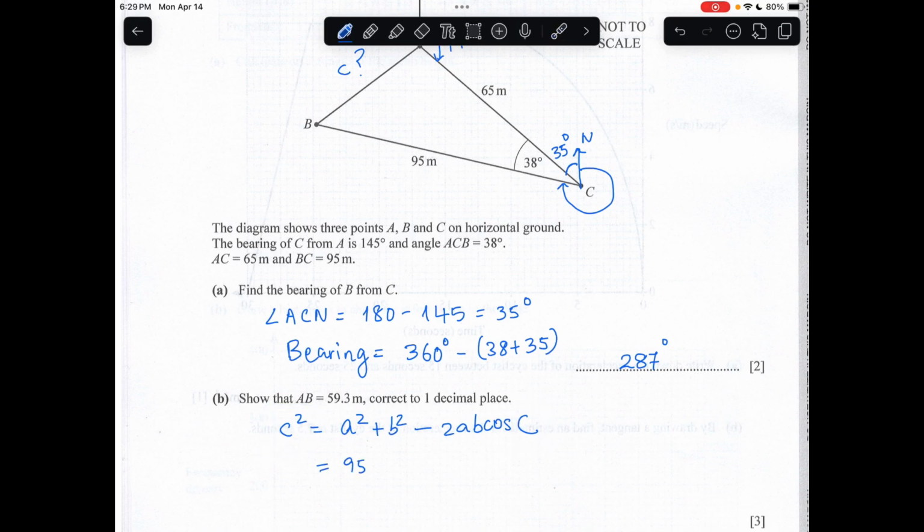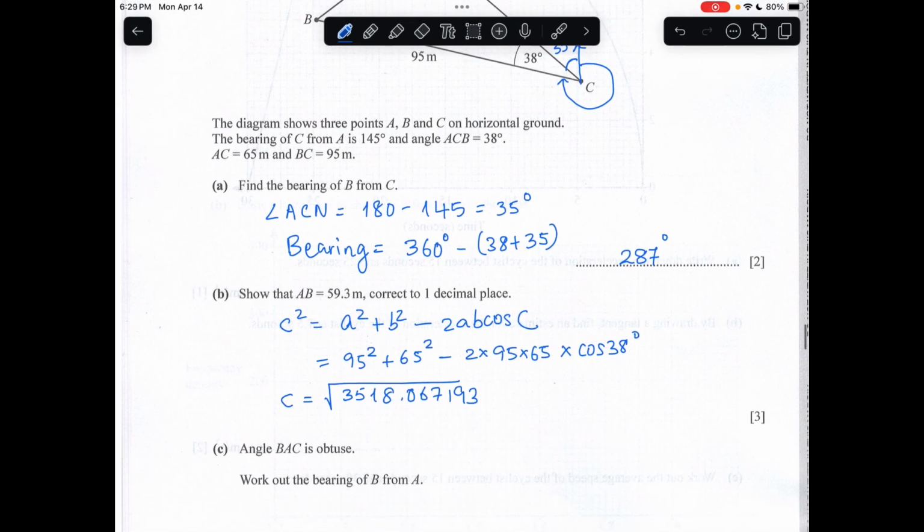So it's going to be 95 squared plus 65 squared minus 2 times 95 times 65 times cos of 38 degrees. Put that in your calculator and work out the square root. So the square root of this gives me 3518.067193, which is 59.313. After rounding to 1 decimal place, it is 59.3.